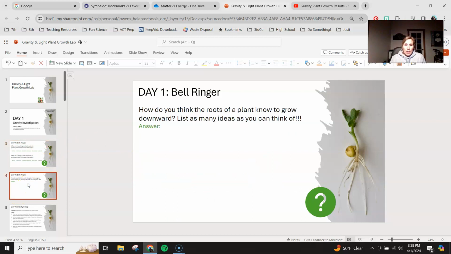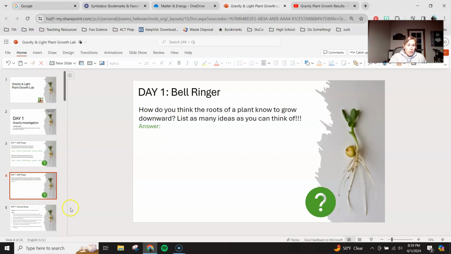And then finally, how do you think the roots of a plant know to grow downward? List as many ideas as you can think of. You should be able to think of at least 4 or 5. So go ahead, take a minute, pause this video, fill out your bell ringer on slides 3 and 4, and when you're done, you can come back to this video.